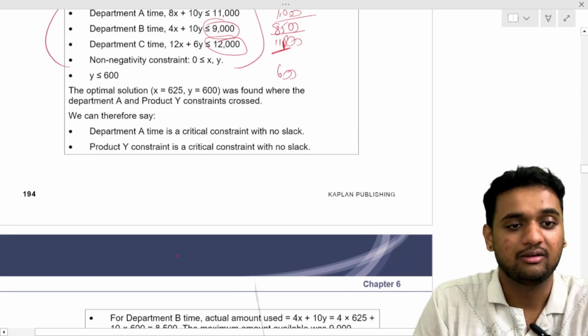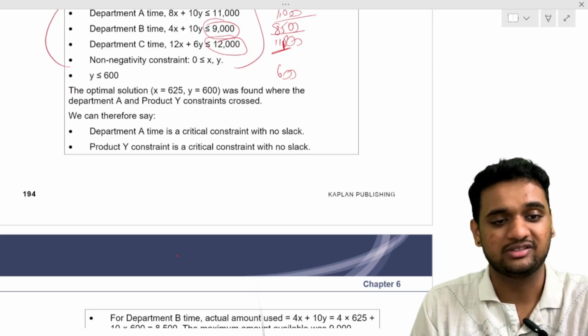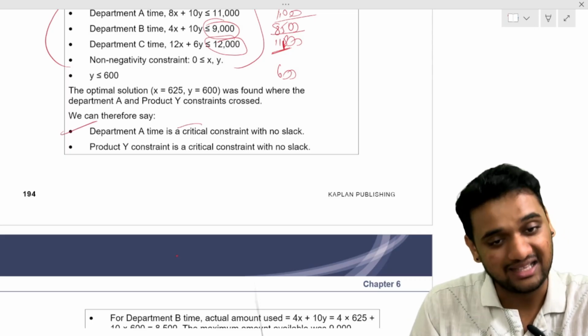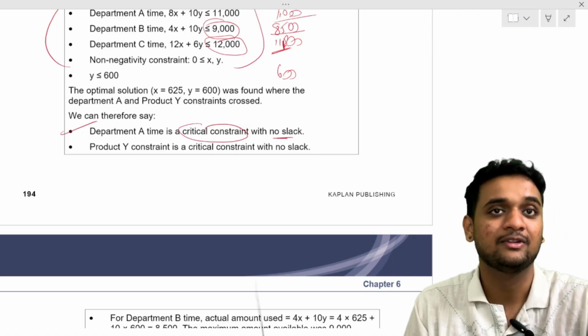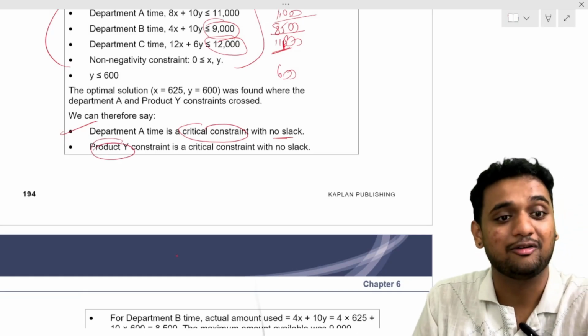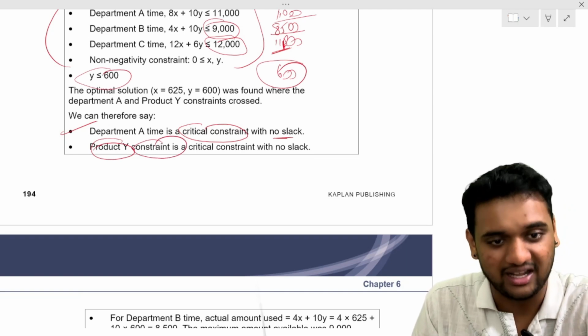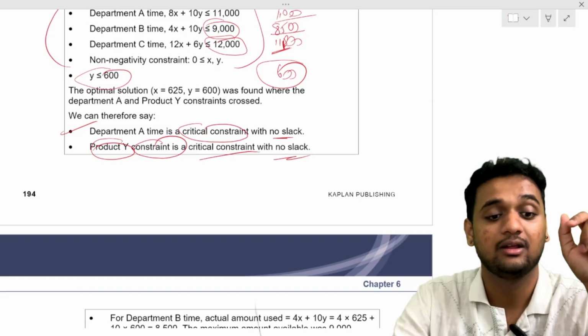Look, we can therefore say that, come to previous page. We can therefore say that Department A is a critical constraint with no slack. So critical constraint, there will not be any slack. Product Y, Y should be less than or equal to 600. We currently produce 600. Product Y is a critical constraint with no slack.